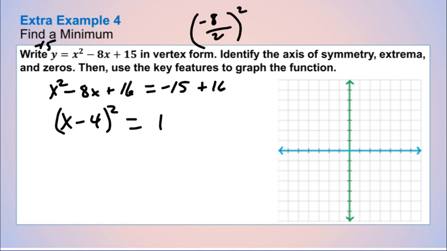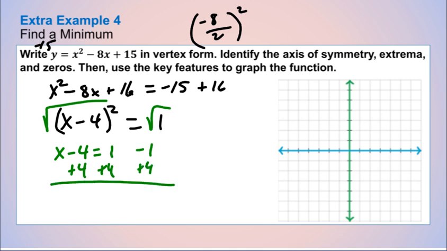Now to find my zeros, I find the square root of both sides, and I'm left with x minus 4 equaling a positive 1 and a negative 1. Then I can add 4, and I'm left with x equaling 5 and x equaling 3. So those are my zeros.